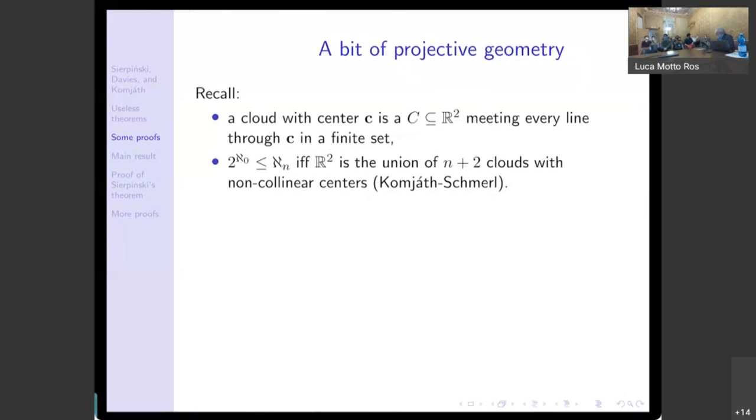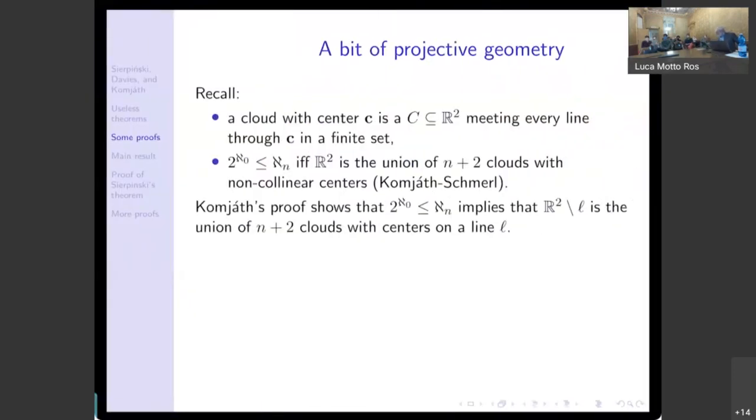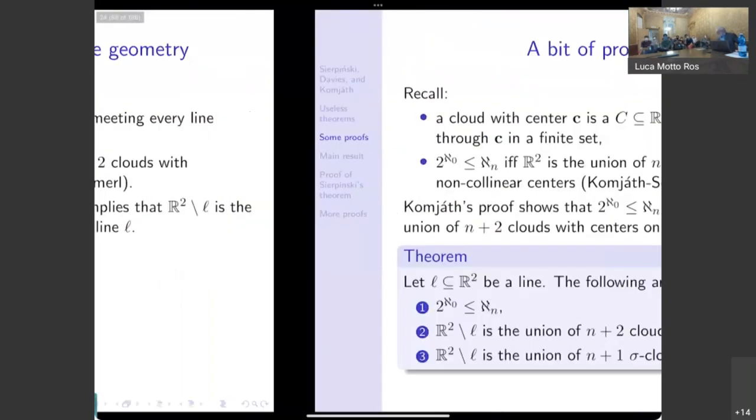Recall that a cloud with center C is a subset of R^2 meeting every line through the center in a finite set. And the degree of non-collinearity is at most n if and only if you can cover the plane with n plus 2 clouds with non-collinear centers. So Komjáth's proof really can be modified so that R^2 minus L is the union of n plus 2 clouds with centers on L. It's really the same proof.